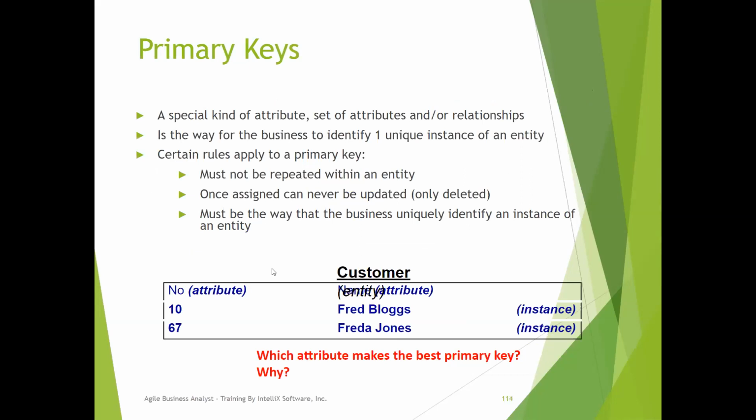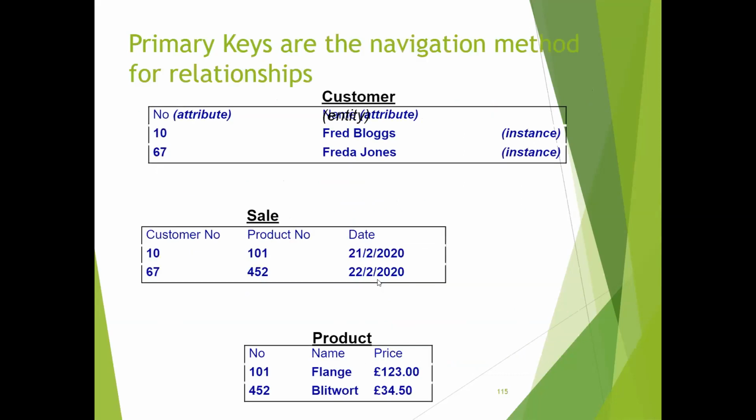Okay. Now, another concept that you're going to see when you do a data model is something known as a primary key and a foreign key. Why this thing is.